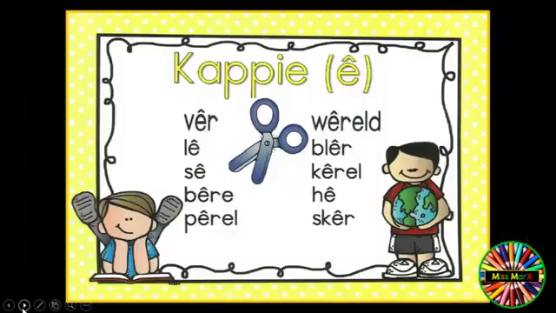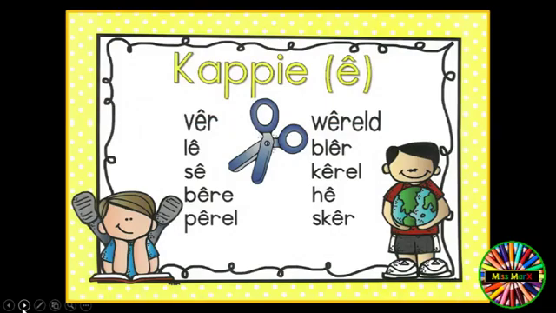Let's look at examples. Ver. Ver means something is far away. Lê. Can you hear that long E? Lê, which means to lie down. Sê. Do you hear the long E? Sê means to say something. Bære. Can you hear the long A? Bære means to pack away something or keep it safe.